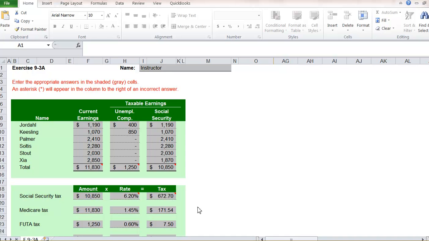And then we're going to use the same rates we've been using, 6.2% for Social Security, 1.45% for Medicare, 0.6% for FUTA, and 5.4% for SUTA, and I'm sorry, 0.6% for FUTA. And remember, unemployment taxes are only on the first 7,000 of each individual's earnings, and the Social Security is only on the first 110,100 of each individual's earnings.